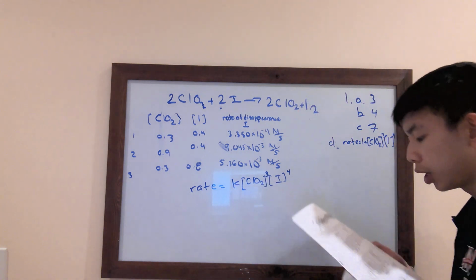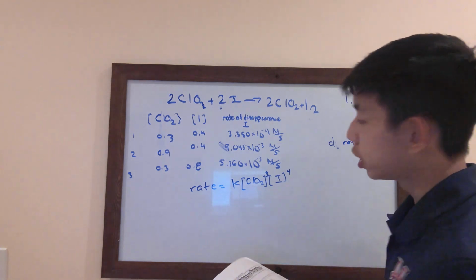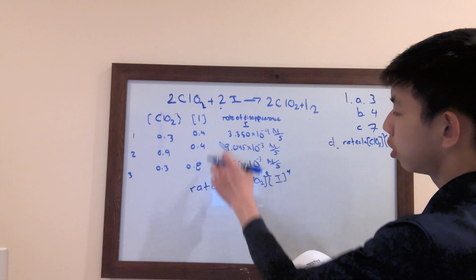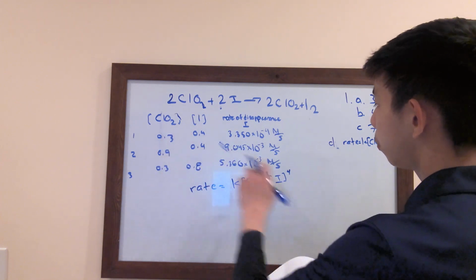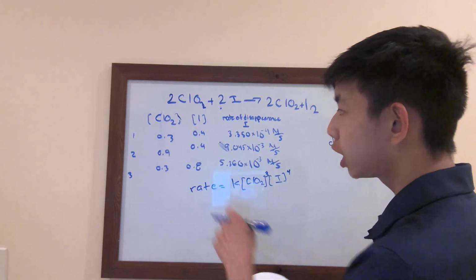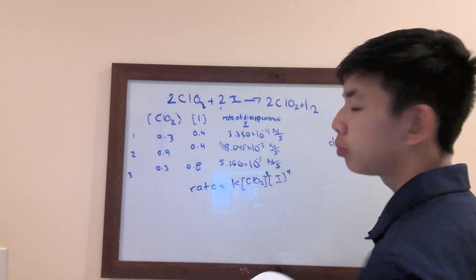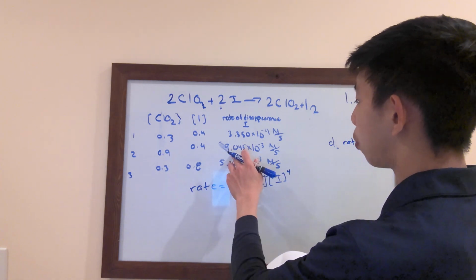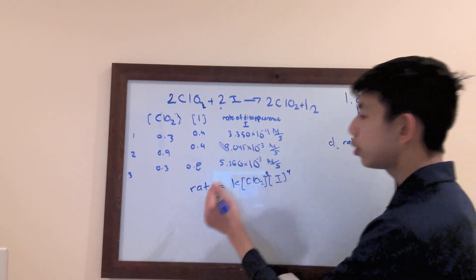And it says, calculate the rate constant and include the units. To find the rate constant, we just plug things in. The rate will be anything in this column, ClO2 anything in this column, I anything in this column. But there's one note: it has to be the same experiment. So let's just use number 2, for example. The rate is 9.045 times 10 to the minus third.